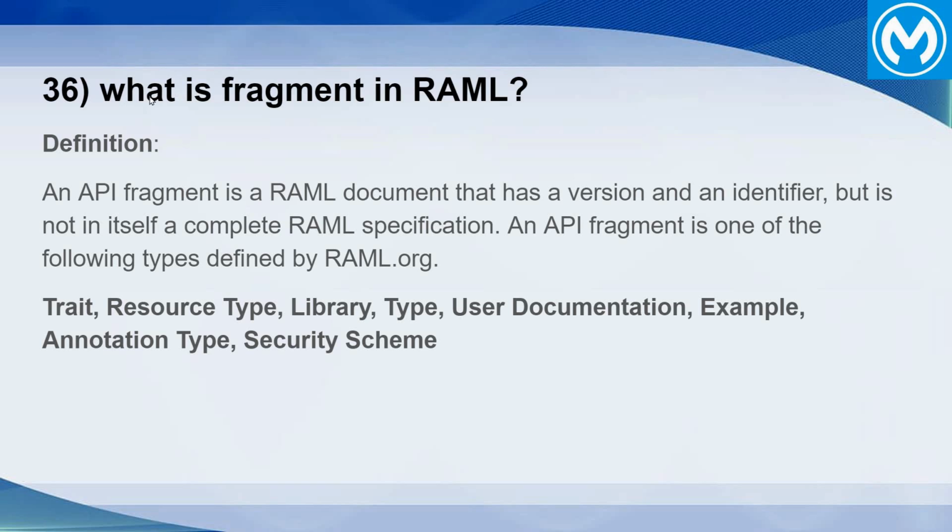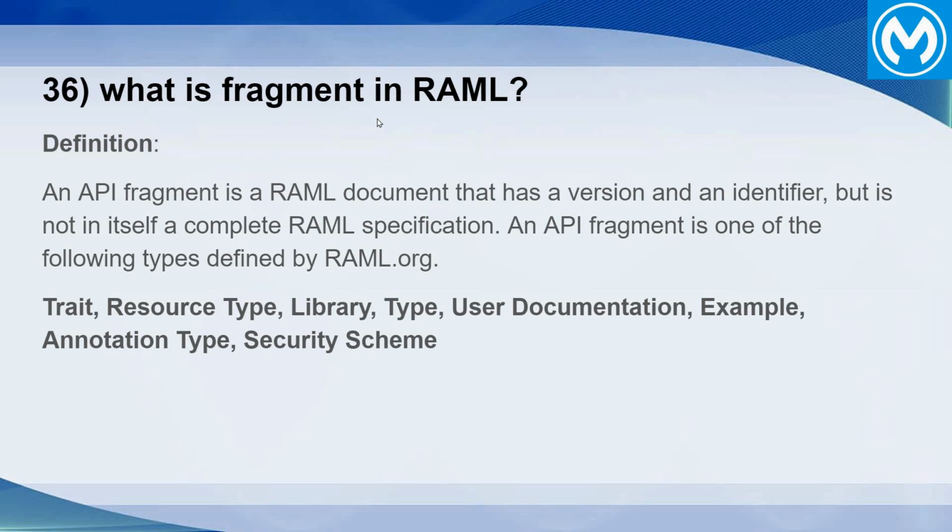Let's go ahead with the next question. What is a fragment in RAML? So the definition is: an API fragment is a RAML document that has a version and an identifier, but it is not in itself a complete RAML specification. These are examples of different fragments in RAML: trait, resource type, library, type, example, etc.